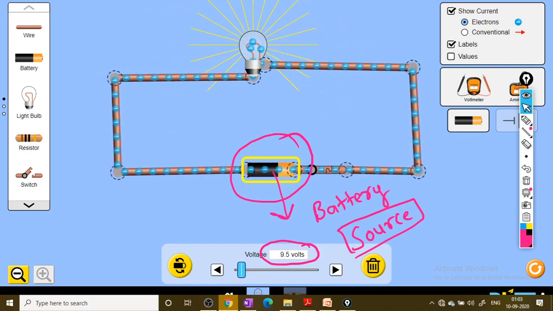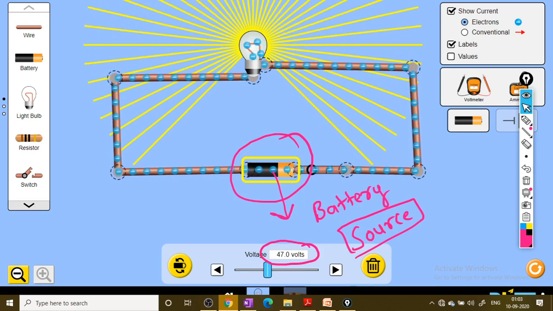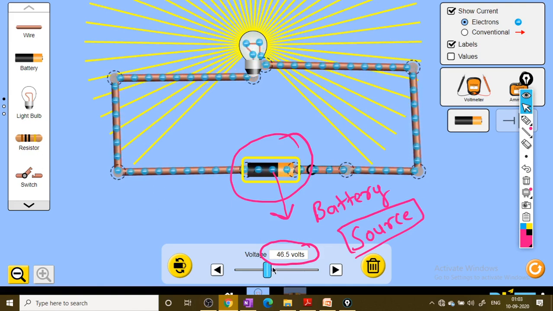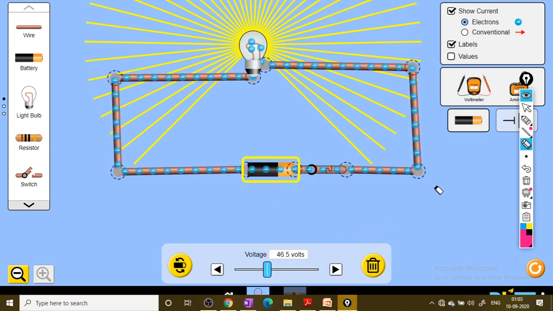If the battery capacity is less, it means the power is less. If you take 6 volt, you can see the intensity of the bulb and how slowly these electrons are moving. Now if you increase this to 50 volt, see how electrons are moving faster. Now to move electrons, something is needed. That something, in electricity language, is known as potential difference.